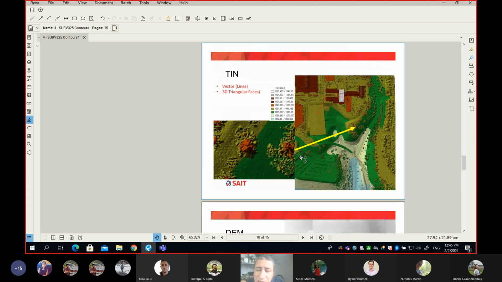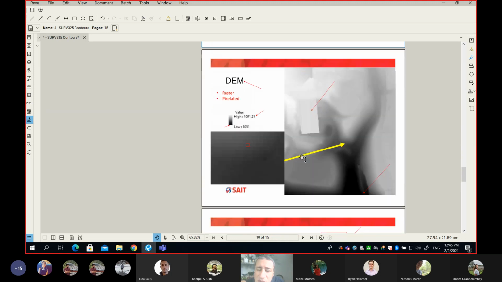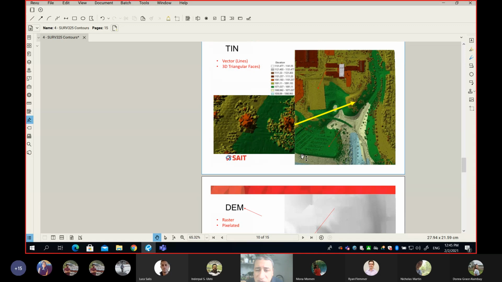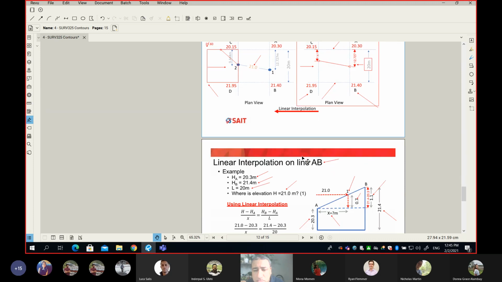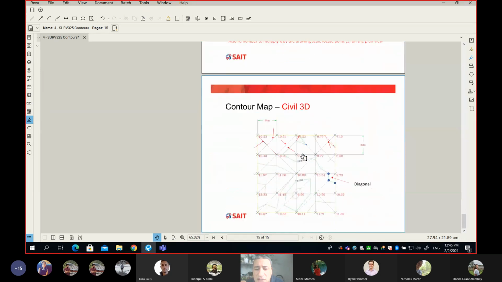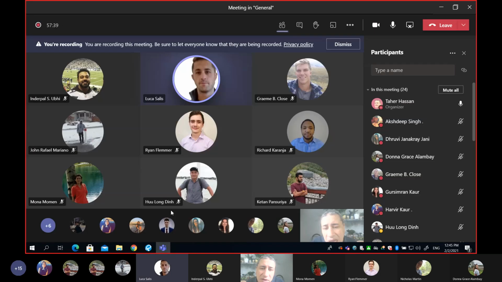Okay, we also looked visually at what a TIN model looks like and what a DEM looks like, and both of them give you, or we can store, elevation data of the same area, but using two different techniques. Okay, and then finally, we looked at how we can draw contour lines manually. And then we also looked at how the software will do it. And we talked about those diagonals. After the break, we will take 10 minutes to break. Please, when you come back, get ready with your Civil 3D. Thank you so much.